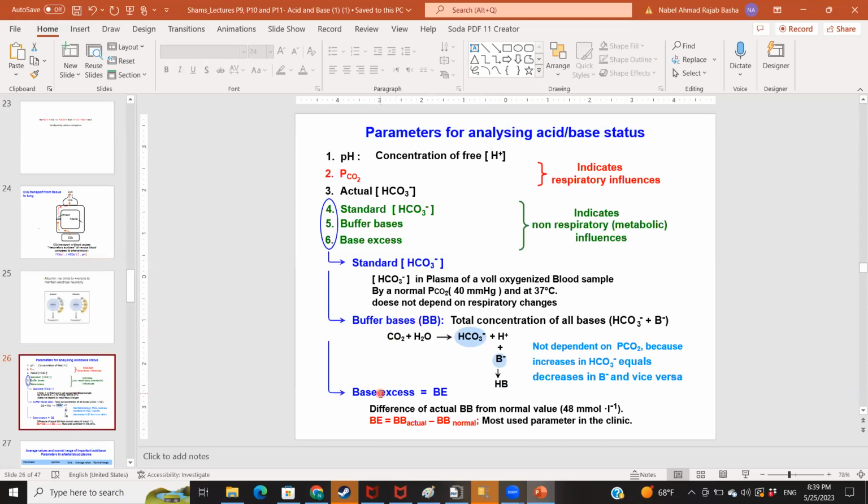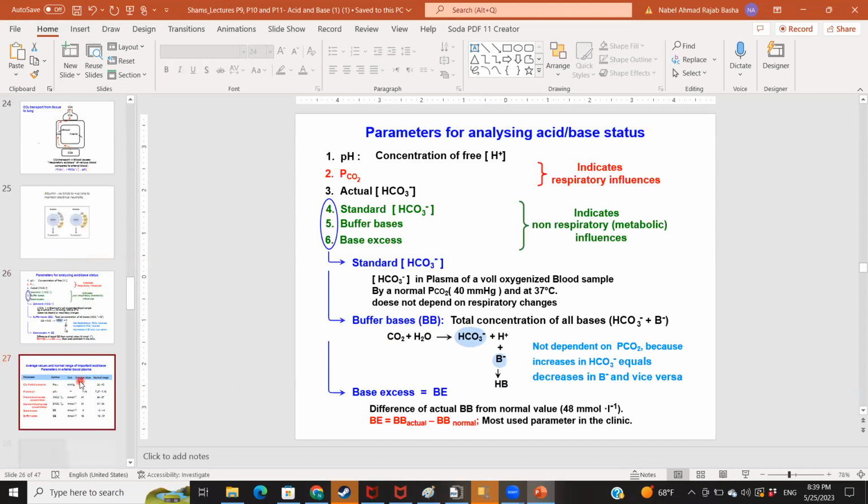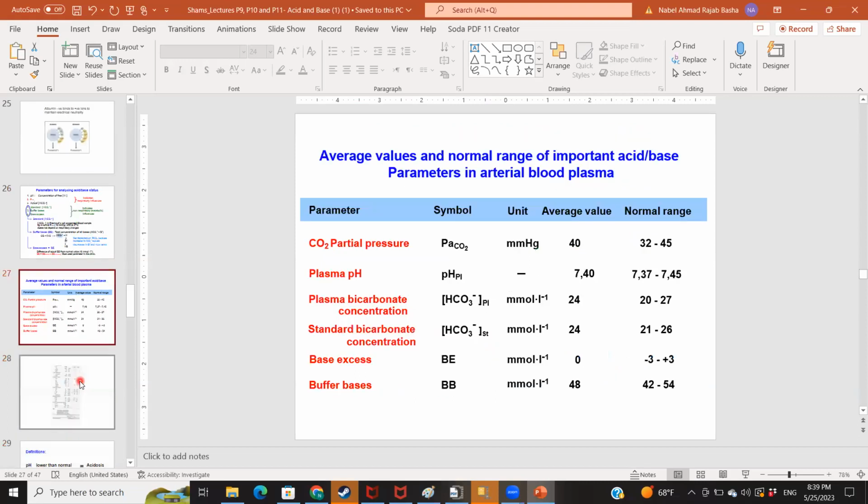Now, the base excess is a concept to express how far we are from the normal amount of bases. In other words, how far we are from the normal level of bicarbonate. So let me give you an example. Okay, let's go over this one first. I mentioned the normal ranges. Note that the base excess is usually from -3 to +3. So what do these numbers indicate? As I said, it indicates how far we are from the normal value of bases, or normal value of bicarbonate.